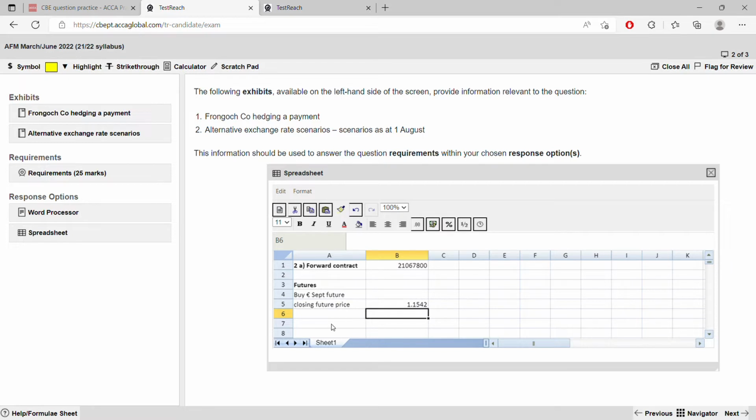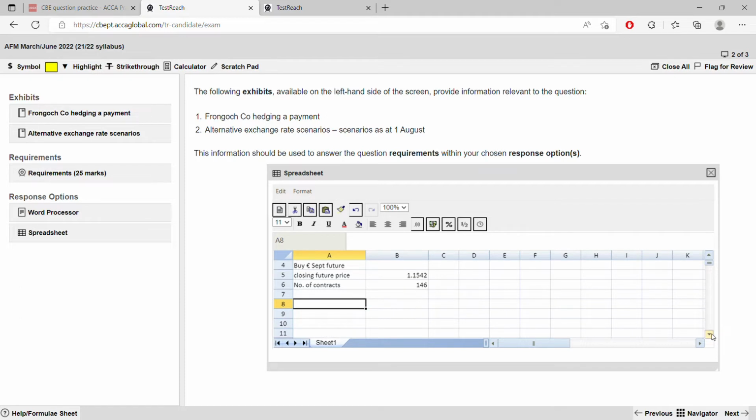Number of contracts. Once you find the closing future price, we have to find the number of contracts. The good thing is, because the contract size is the same in future and option, and it will always be the same in your AFM exam, once you calculate the number of contracts for future, you can use it for options also. No need to calculate again. What will be the number of contracts? Both are in the same currency. Your payment 18,250,000 divided by 125,000, that is the contract size. Enter. 146. Exactly 146 contracts. Good for you. No under or over hedging.